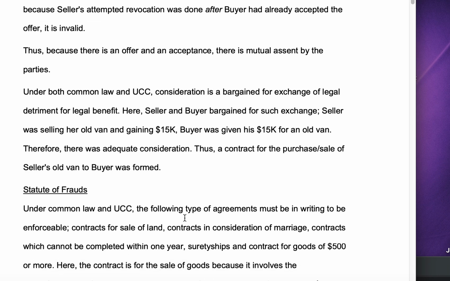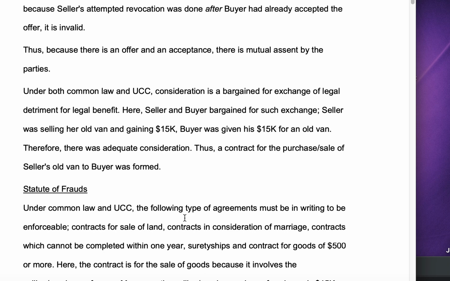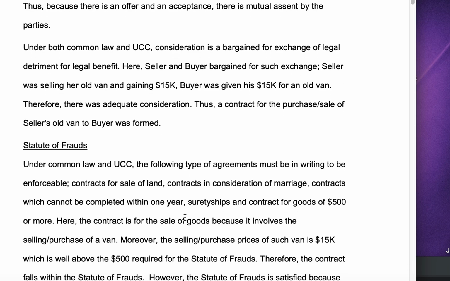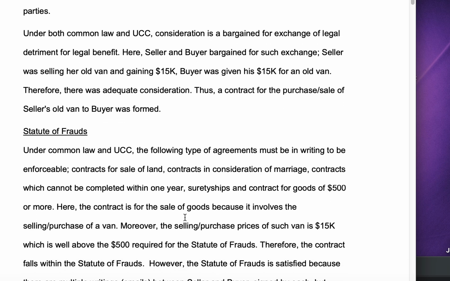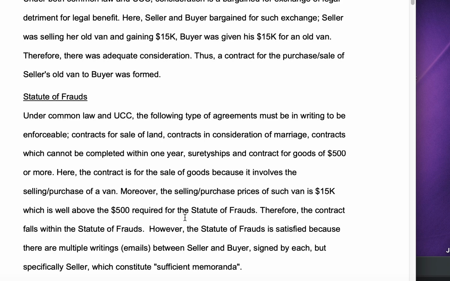Seller was selling her old van, gaining $15,000. Buyer was given his $15,000 for the old van. Therefore, there was adequate consideration. Thus, a contract for purchase-sale of seller's old van to buyer was formed.